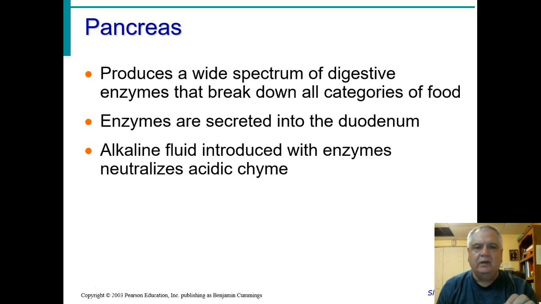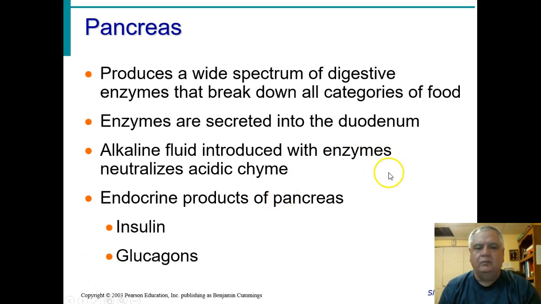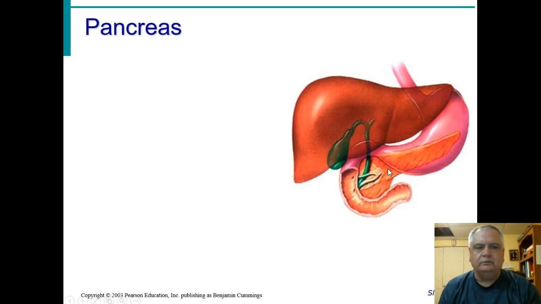To prevent that from happening, as soon as the chyme comes out, it's going to mix with the juices from the pancreas, which are very alkaline, and that's going to neutralize the acidic chyme, bringing the pH back up to near 7, so that we don't cause damage to the lining of the duodenum. In addition, we also have some endocrine products of the pancreas, and we'll talk more about these when we get into the metabolism PowerPoint. These endocrine products include insulin and glucagon. We'll leave it at that for this PowerPoint, though.